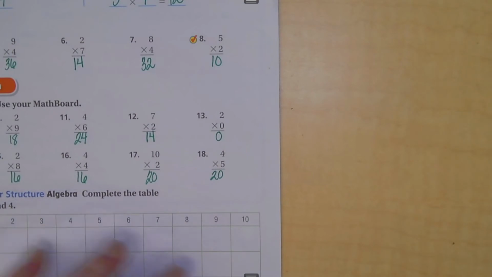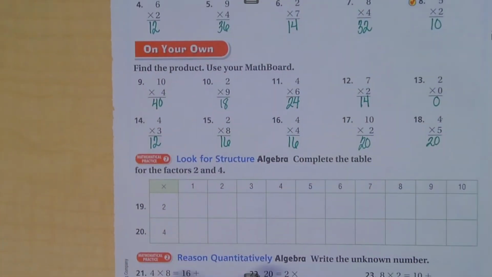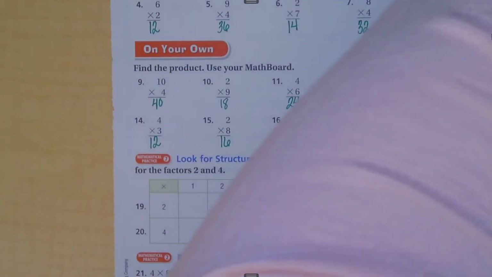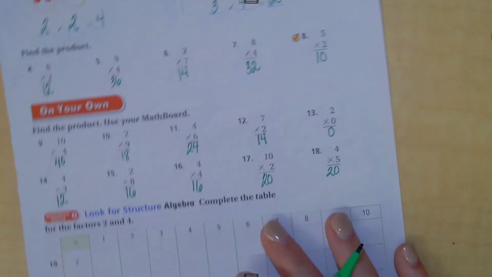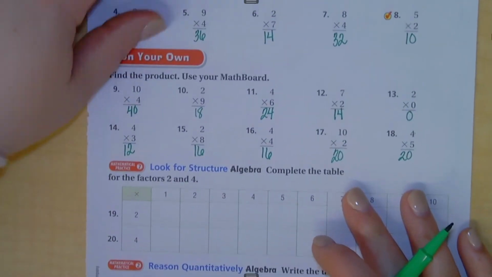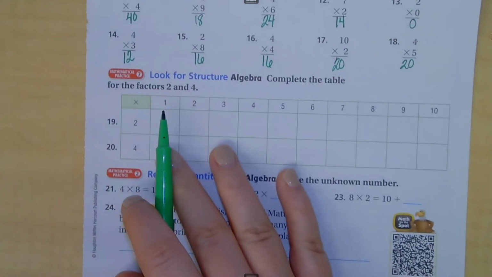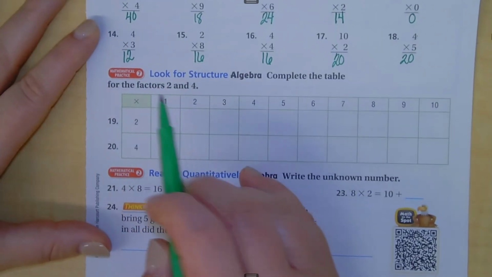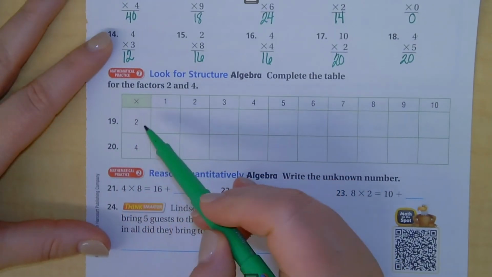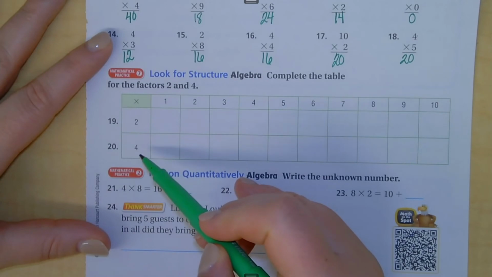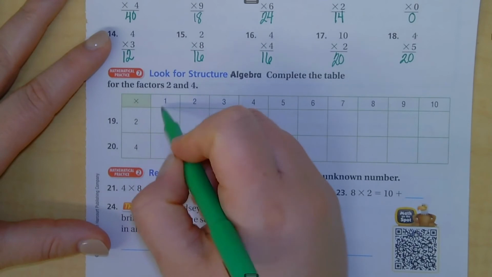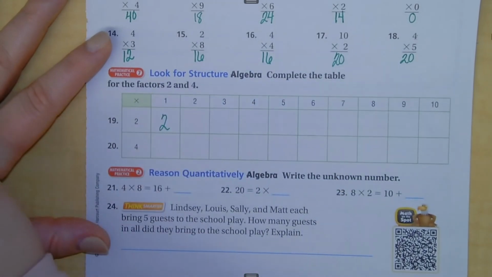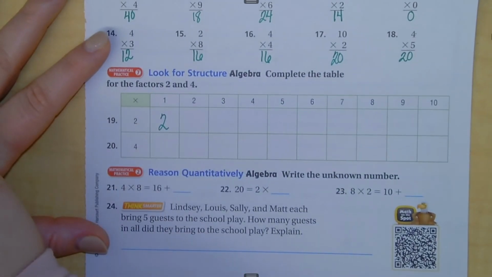Look at the chart down here that says look for structure. We are going to solve to find the products for each factor 2 and 4. It's just like a multiplication table. You have your multiplication symbol in the corner here. You have your factor 2, your factor 4, and then you have the factor they're multiplying against. So here we go. 2 times 1 is 2. We know that any number times 1 equals that number.